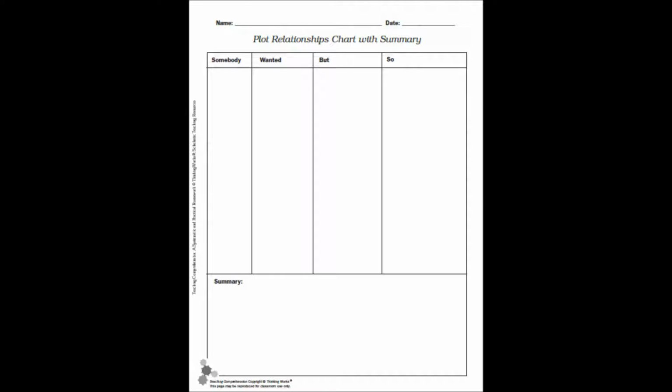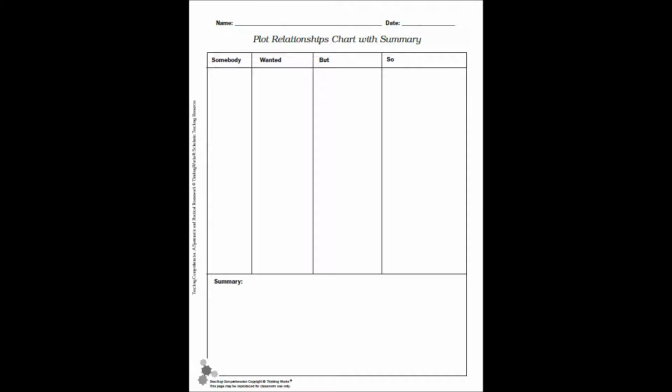Now that you have listened to the book, we can begin with the plot relationship chart. As you can see in the graphic organizer displayed on the screen now and available in a reproducible form on the PowerPoint, there are 4 columns above the bottom box, which is labeled Summary.